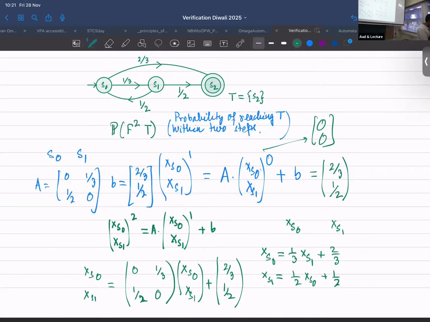And what is xs2 now? 2 by 3, 1 half plus 1, 5 by 6. So this is xs2, what you get is 5 by 6, 5 by 6. Clear?